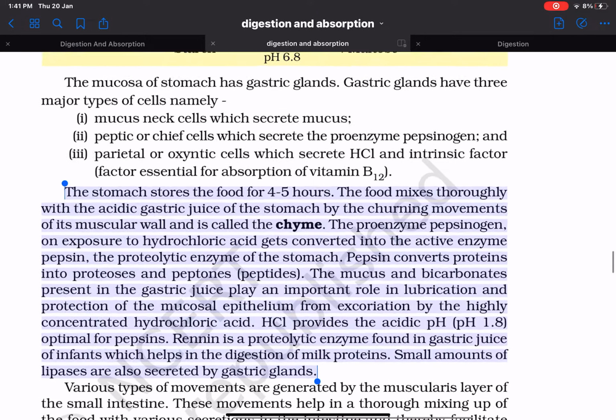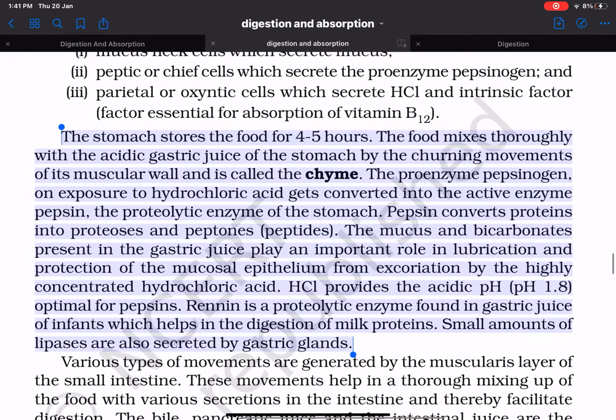The stomach stores the food for 4-5 hours. The food mixes thoroughly with the acidic gastric juice of the stomach by the churning movements of its muscular wall and is called the chyme. The proenzyme pepsinogen, on exposure to hydrochloric acid, gets converted into the active enzyme pepsin, the proteolytic enzyme of the stomach. Pepsin converts proteins into proteoses and peptones (peptides).